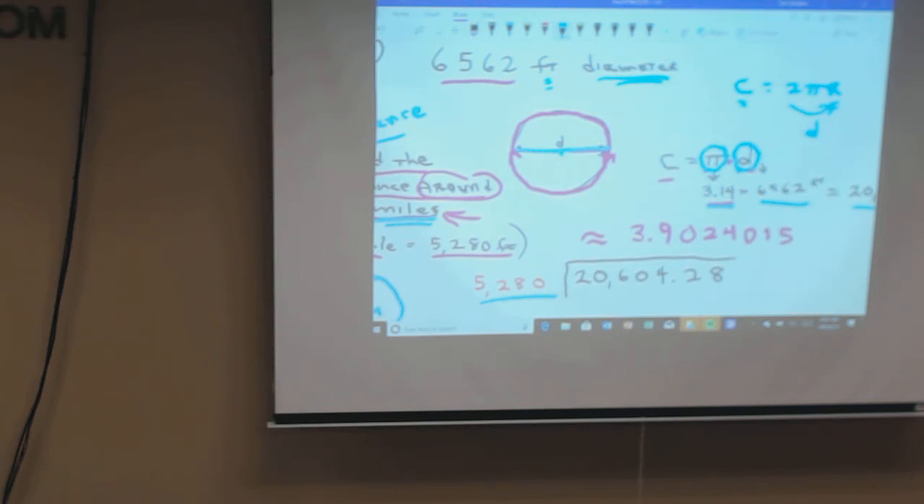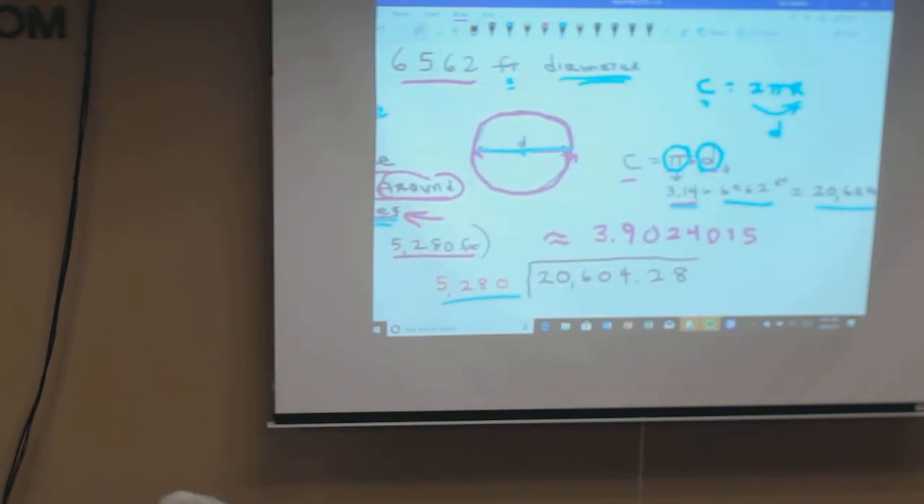Or if you really want to make use of your phone to get your money's worth out of it, say convert feet to miles. Have you already figured out how to do that? Because when you say convert, it'll ask how many feet do you have, and you plug in the number and it spits out the miles. So you don't have to take 20,604.28 and divide by 5,280. And if you did that, you would get about 3.9 miles.